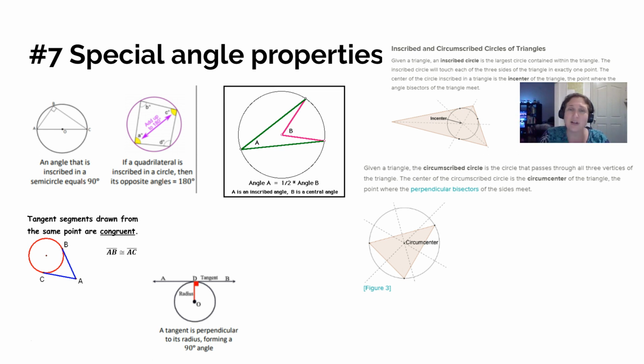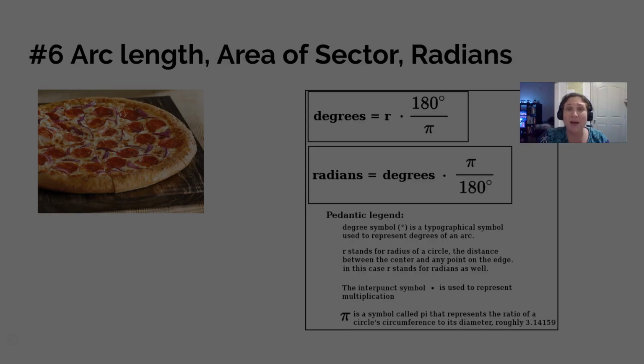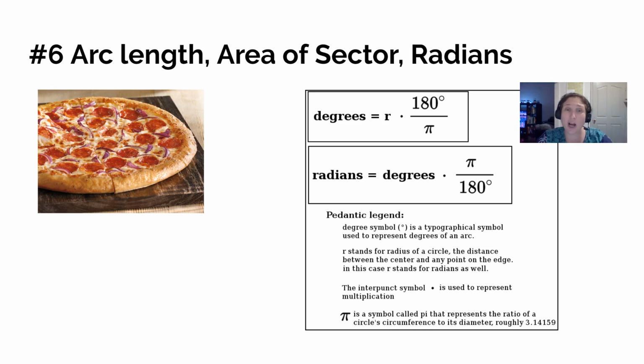That gives you the center, and then you can draw your circle from there. Next, arc length. Arc length is the pizza crust. Area of a sector is the pizza pie. If they mention radians, I mentioned in the video today, radians equals degrees.